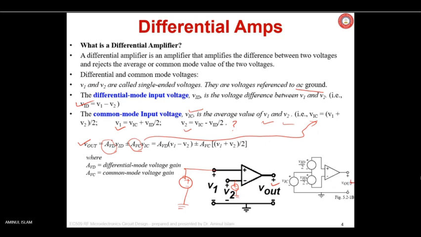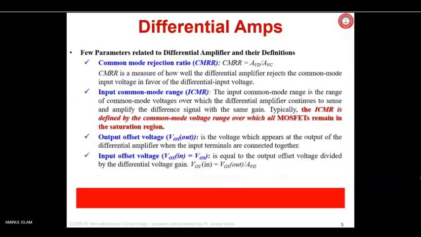So VIC you can understand, VID also you can understand. This is the VID. So we can write this one also in this way. V out, the output voltage of this amplifier, equals AVD into (V1 minus V2) plus ACM into (V1 plus V2) by 2. That is the average value. Yes or no? Aman? Yes, sir. So simple things.